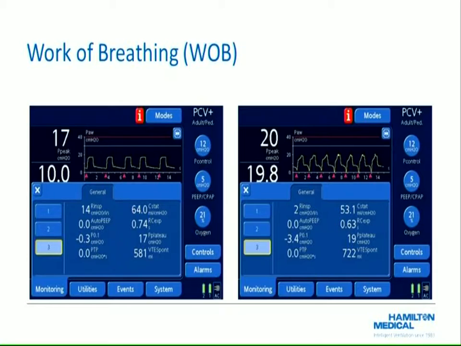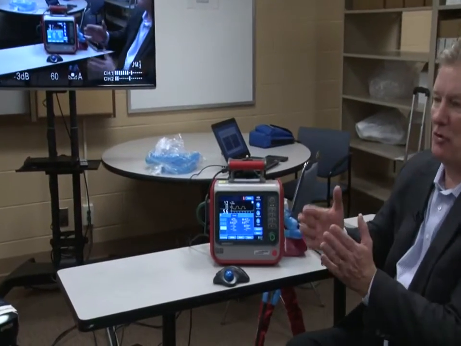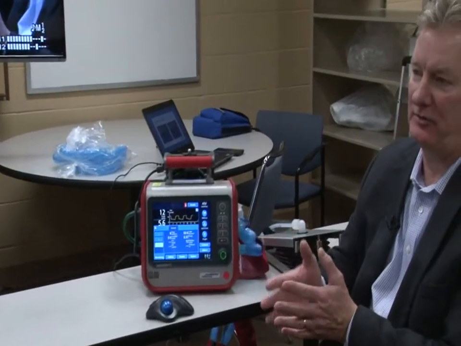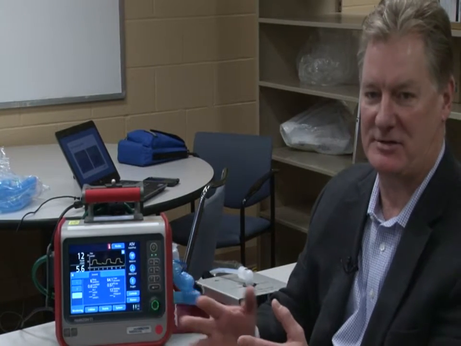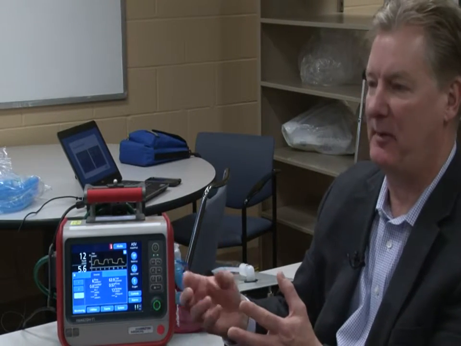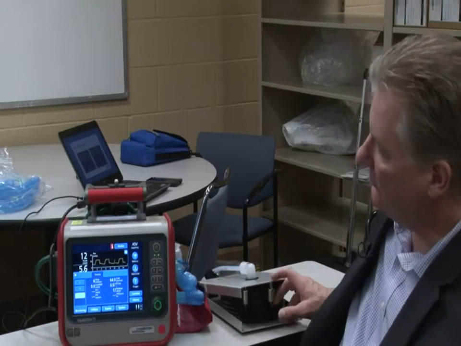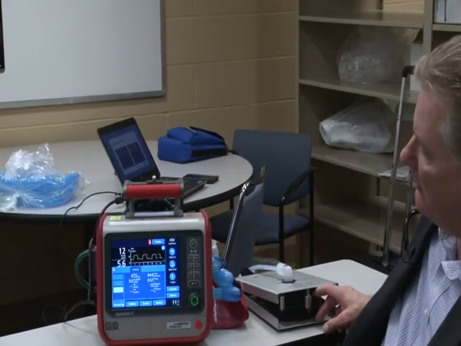But if you press your monitoring tab and you go to tab number 3, yours won't have any values there right now, but the third one down on the left side is P0.1, and that's a work of breathing index. It basically says how hard is the patient pulling, if you will. And normal P0.1 is 0, and it's always a negative number or a dash. If you're not touching your test lung, then it's just a dash because there is no work of breathing. If the patient's breathing, so if I just trigger this gently, you'll see that there's a number that appears on the next breath.